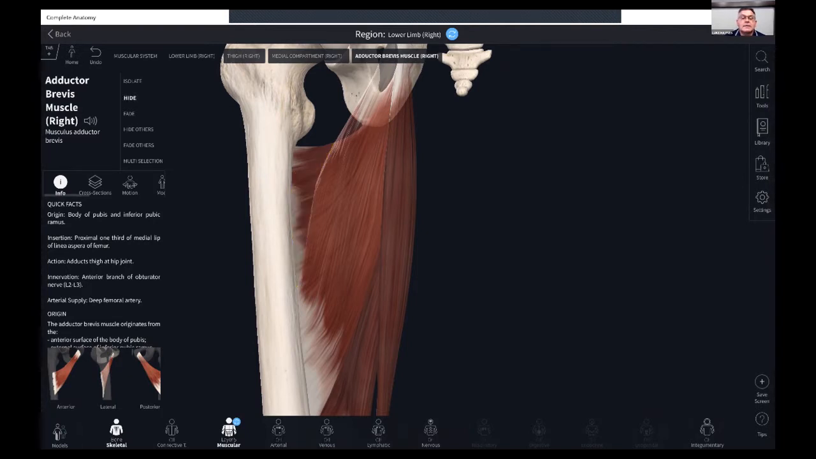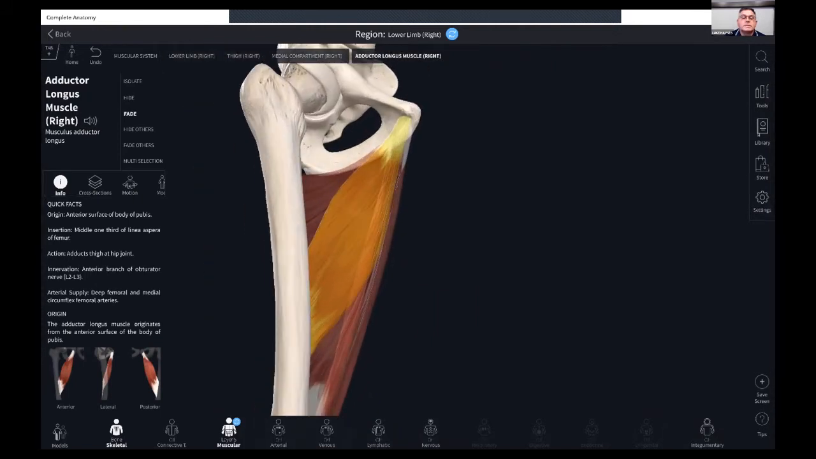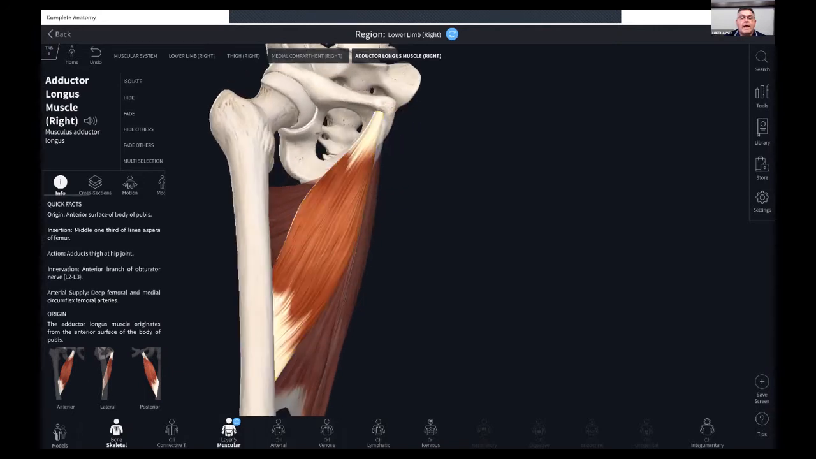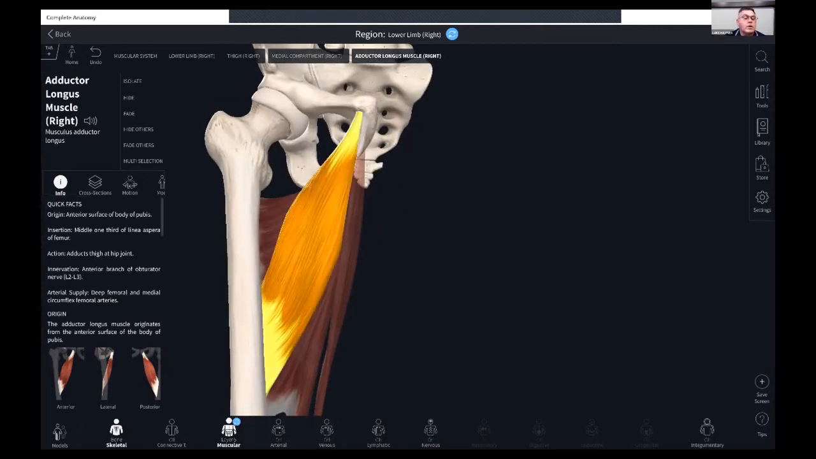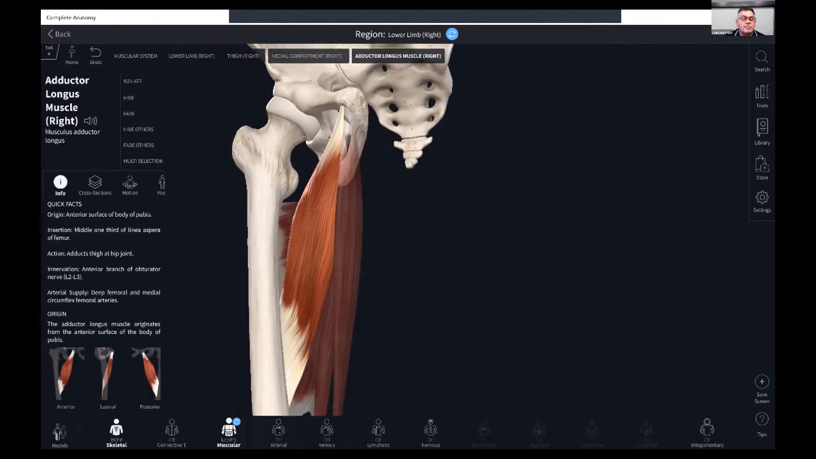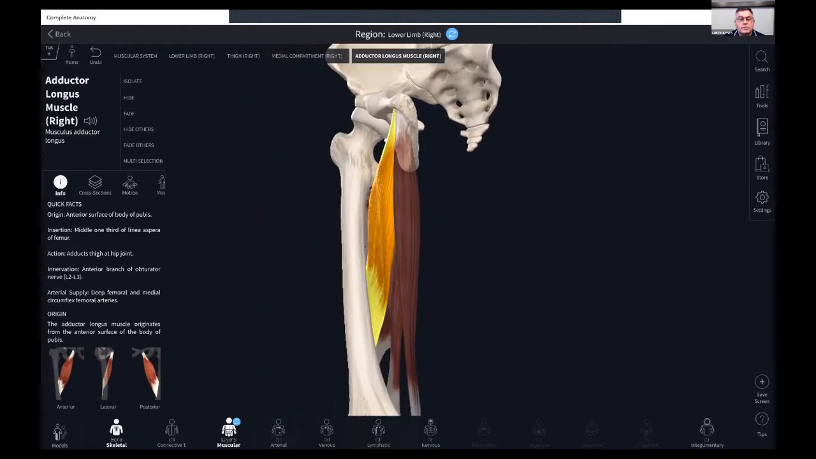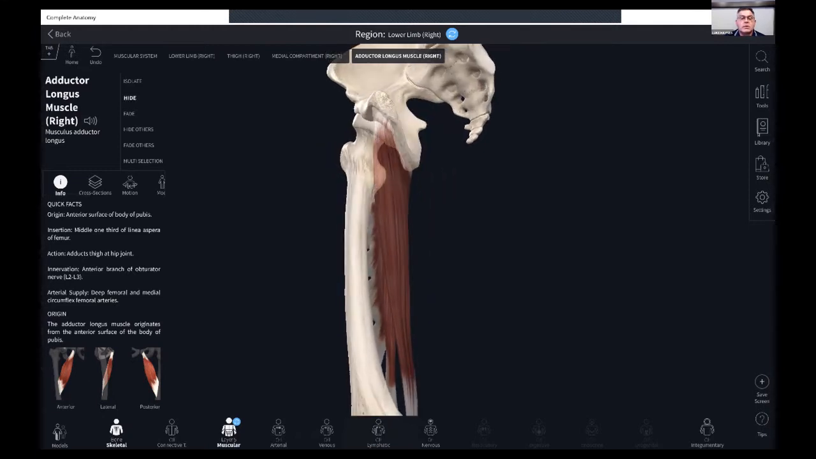So let me hide that. Let's take a look now at adductor longus. I'm going to come out so that we can see that a little better. Here, the origin is the anterior surface of the body of the pubis, and it inserts into the middle third of the linea aspera of the femur. Again, you can see it takes a bit of a lateral or posterior approach there. Its action again would be adducting the thigh. I would also recommend possibly a little external rotation. It's innervated by the anterior branch of the obturator nerve as well. So we'll hide that, and then let's get gracilis first.